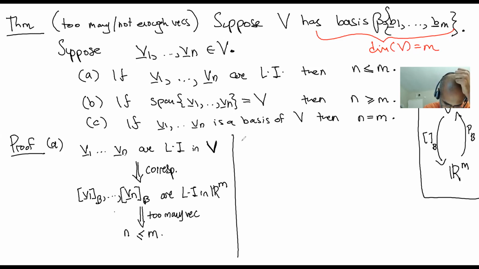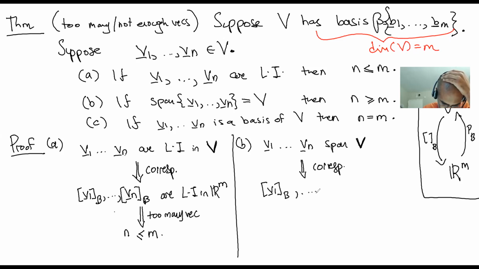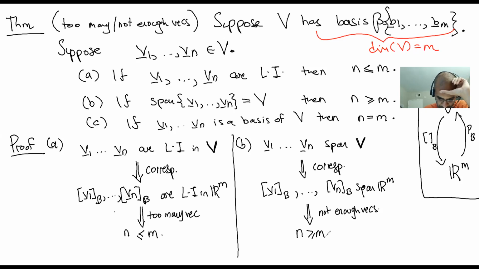So now let's prove item B. V1 through Vn span V. Again, by the correspondence principle, you get that the coordinate vectors span Rm, in this case. And then by the not enough vectors theorem from week 2, you get that n is at least m. Okay, so it's not hard once you have the isomorphism.